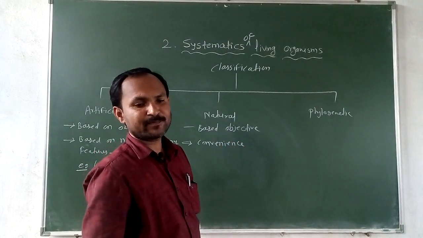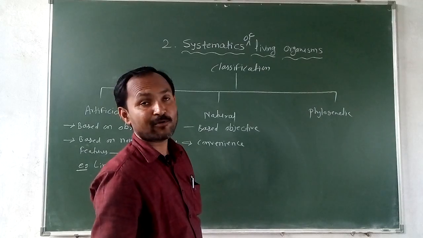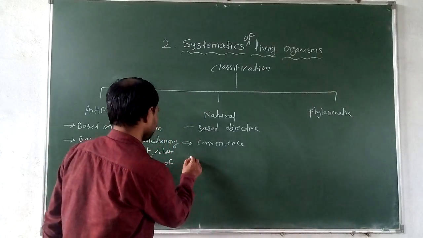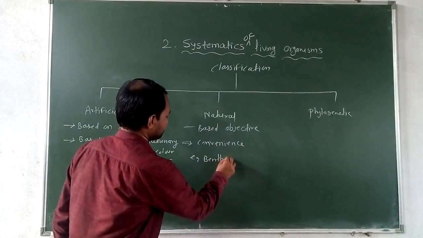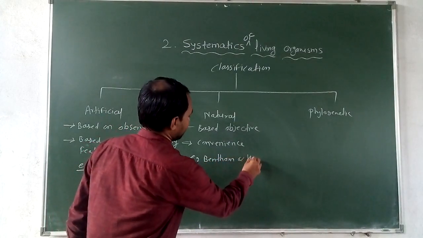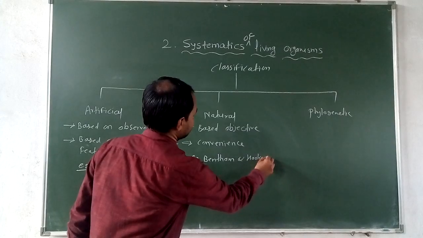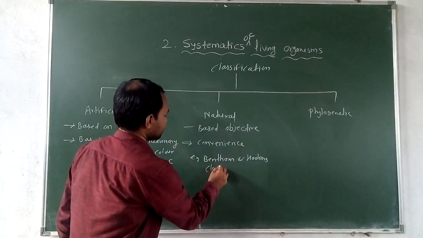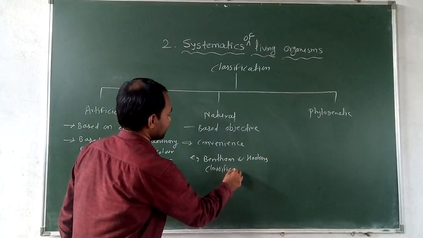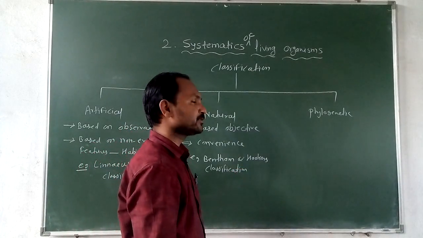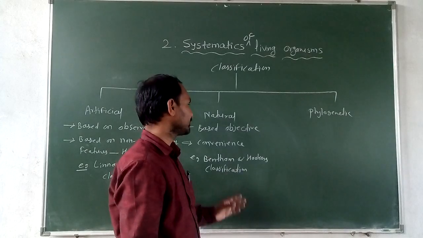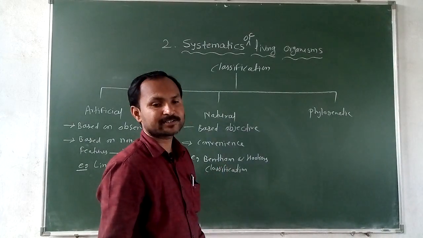And their example is the Bentham and Hooker's system of classification. Bentham and Hooker's classification: they classified plant seeds. Regarding plants, their seeds were classified with the help of this natural classification.